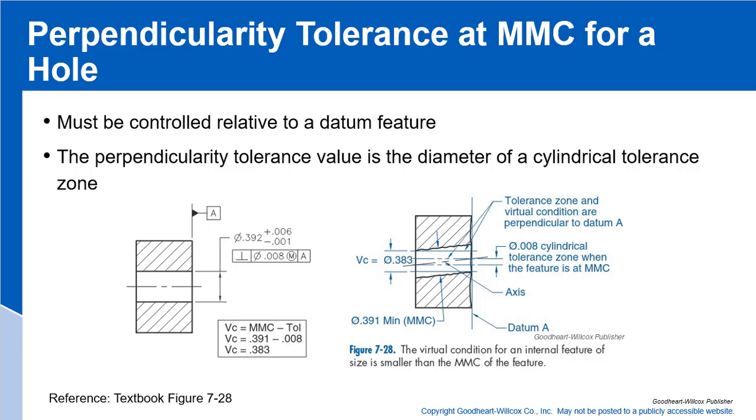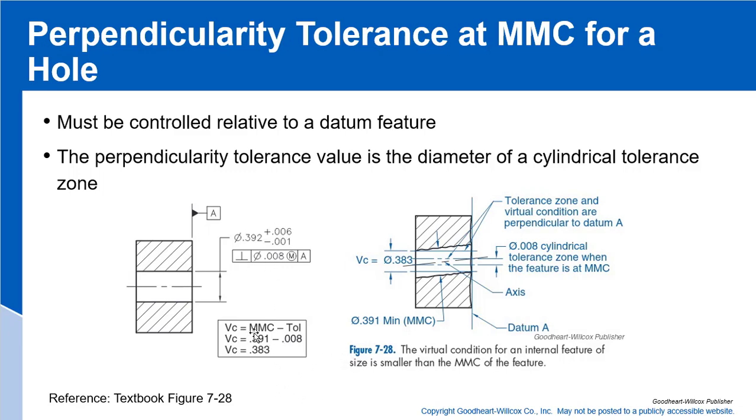Let's look at perpendicularity tolerance at MMC for a hole. In the last one we talked about a shaft, so let's talk about the hole now. In this case the drawing would have a datum A here, and then we have a hole, .392 plus 6 thousandths minus 1, with an 8 thousandths true position at MMC.